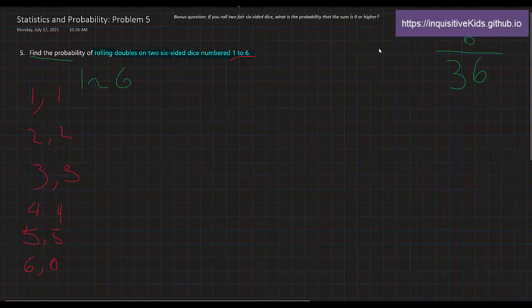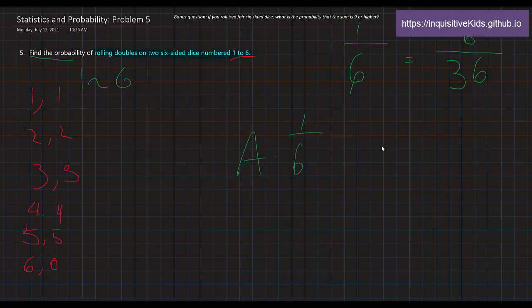So right now, what is 6 over 36? It's the same as 1/6. So the answer is 1/6. There is a 1/6 probability that you can roll a double on two six-sided dice numbered 1 to 6.